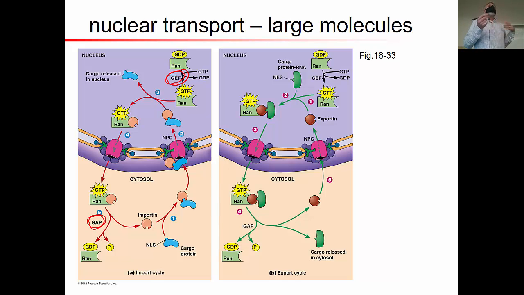So now we have a way to mark both compartments. We utilize importins binding to nuclear localization sequences for the import, and we use exportins combined with nuclear export sequences for export out of the nucleus. Okay?